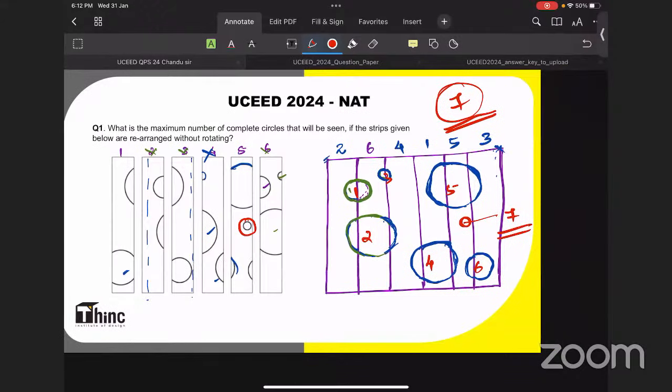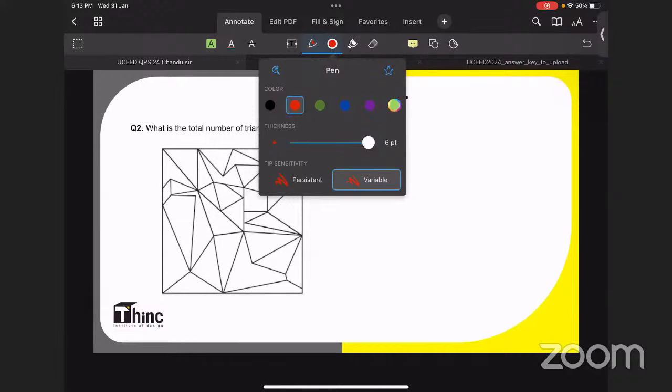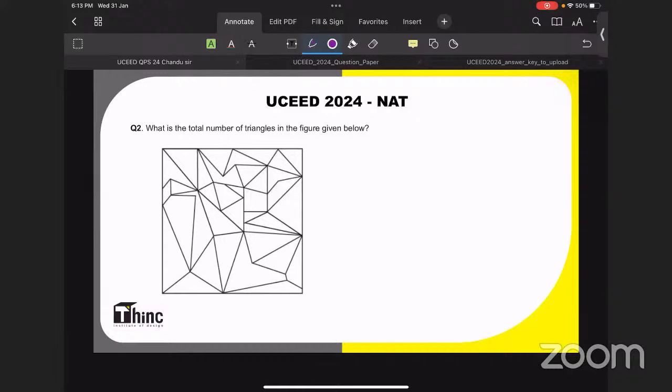So let's move on to the next question. After the NIFT exam, one of my students called me and told me that there was a triangle counting question, and the question was very simple, with only one component triangles in it. There were no hidden questions inside it, nothing was hidden. It was not as tricky as we had expected.